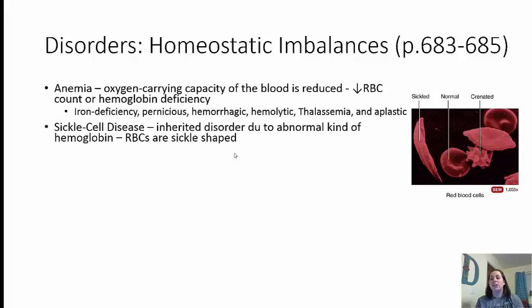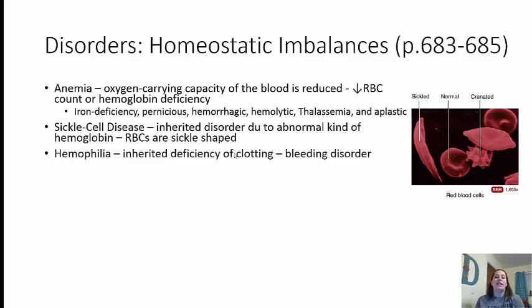So if we take a look here, you can see a normal red blood cell, you can see a sickle cell, and you can also see one that's crenated, or shriveled up and shrunk up. Now, hemophilia, we also already talked about. This is an inherited deficiency of clotting. It is a bleeding disorder, so even from a simple cut, they could potentially die from it just because their blood does not clot the same as most people.